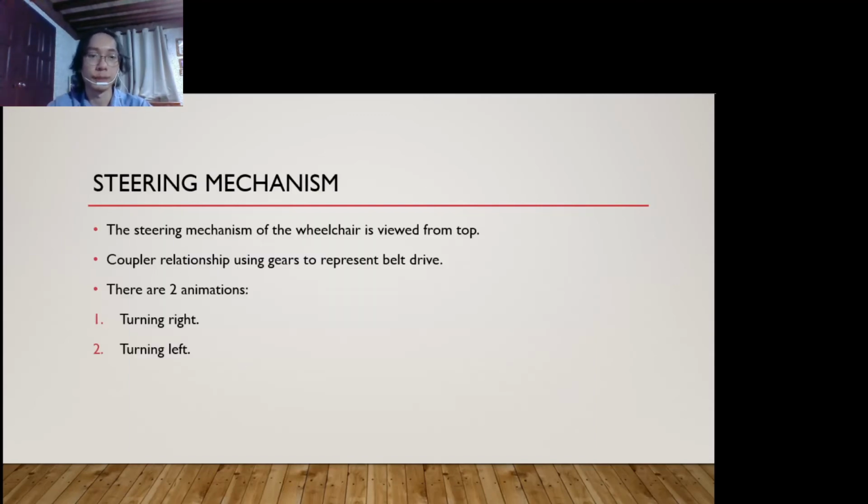Lastly, I'm going to explain about the steering mechanism. In Working Model, the steering mechanism of the wheelchair is viewed from top. Similar with the chain drive animation, we made a coupler relationship using gears to represent the belt drive. There are two animations in this, which is turning right and turning left.